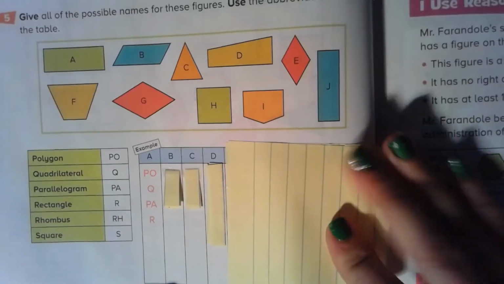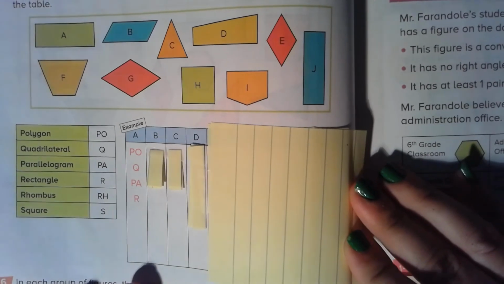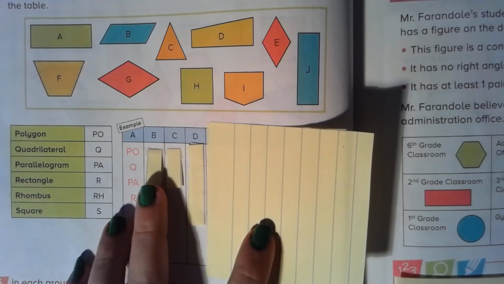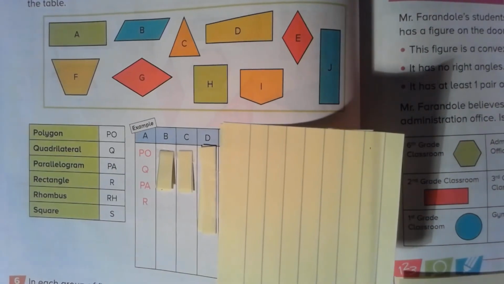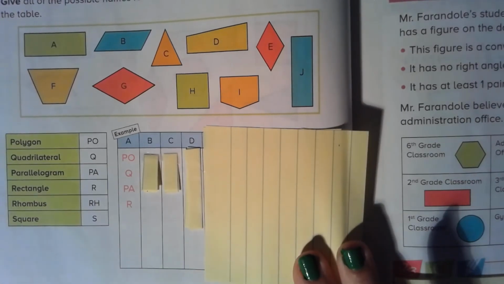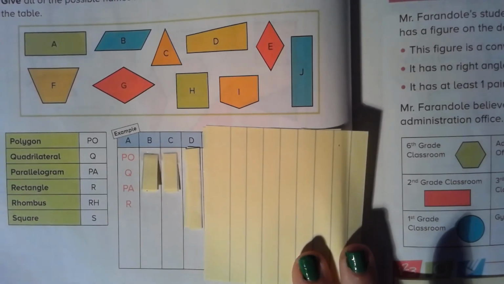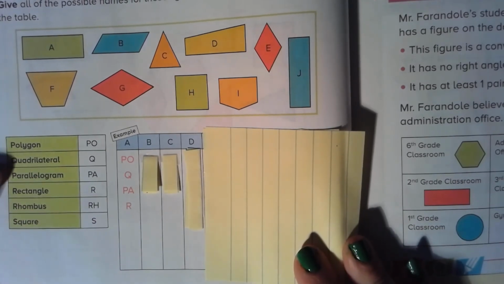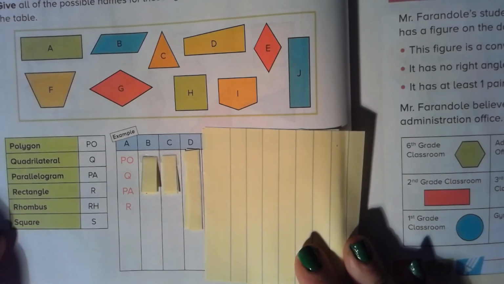Let's move on. Let's look at page 64. So on page 64, you get your shapes back. But they want to know all the possible names for these figures. So think about the page, the first page we worked on, 61. We saw a polygon, a quadrilateral, a parallelogram, a rectangle, a rhombus, and a square.